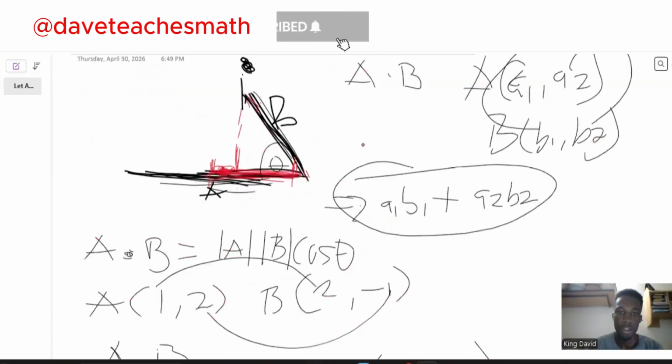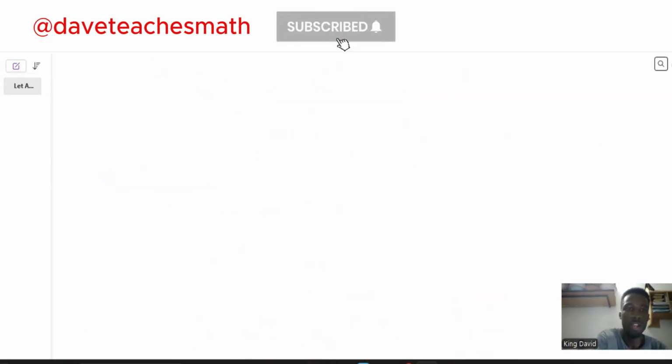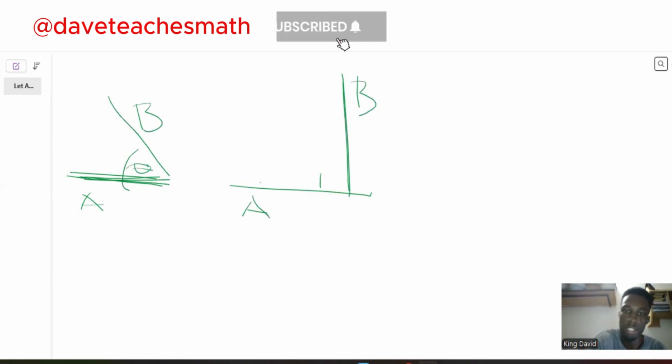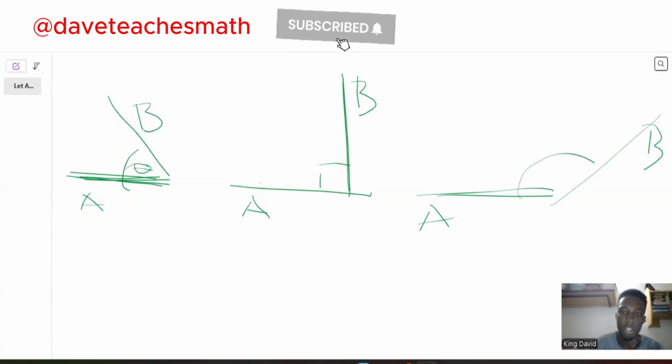Okay. The final question says, state the relationship between the vectors, acute, right angle, or obtuse angle, and justify your answer. So now let's look at how acute, right angle, and obtuse angle look in relation to these two vectors. So supposing you have an acute angle, then you are going to have vector A and vector B in this way, where theta is less than 90 degrees. Then a right angle is going to be vector A, vector B, where theta is 90 degrees. And then an obtuse angle, you are going to have vector A, vector B, where theta is above 90 degrees.